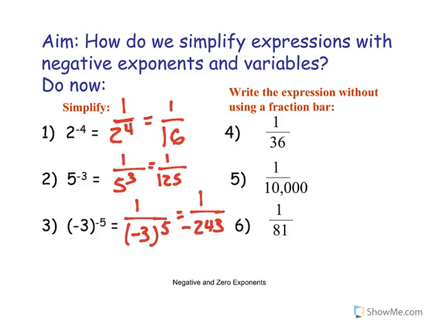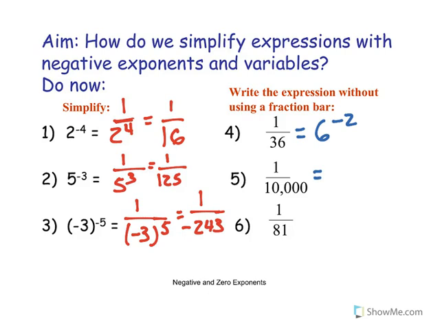How do we write 1/36 without the fraction bar? Well, we should know that 36 is 6 squared. So this should be 6 to the negative second, right? Because 6 to the negative second would be 1 divided by 6 to the second. And 6 to the second is 36.